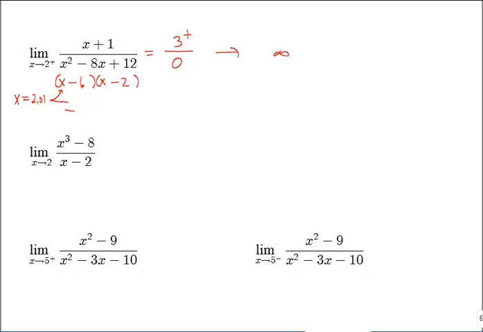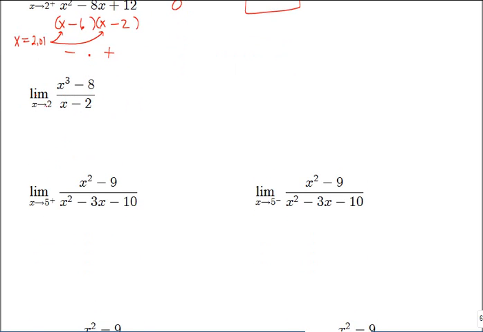So if you were to plug in a 2.01 right here and subtract 6 from that, that's going to be negative. If I were to plug in 2.01 minus 2, that's going to be positive. And when you multiply a negative times a positive, that stays negative. So that's how I use those factors to figure out my signs. A positive divided by a negative stays negative, so my limit is minus infinity.